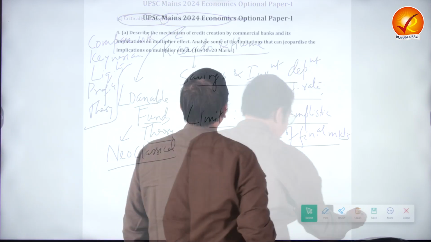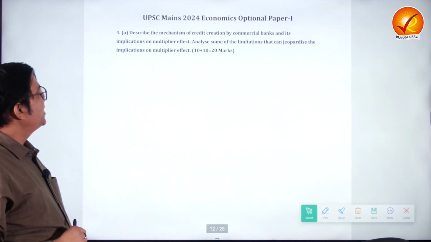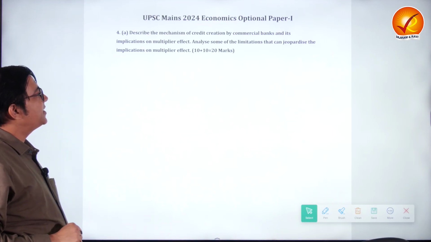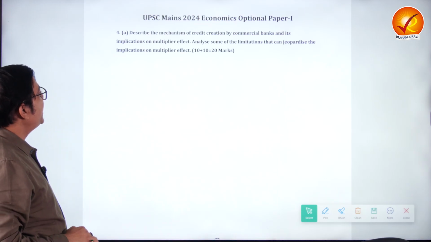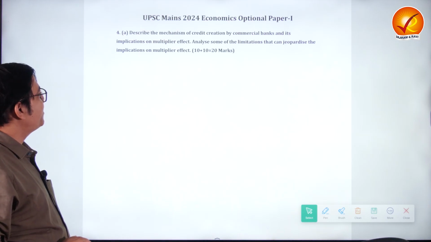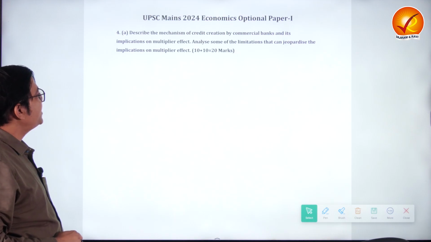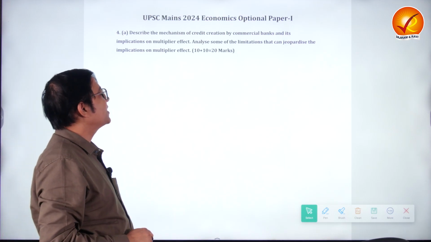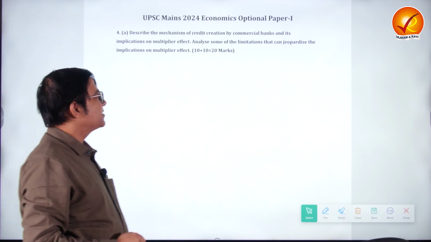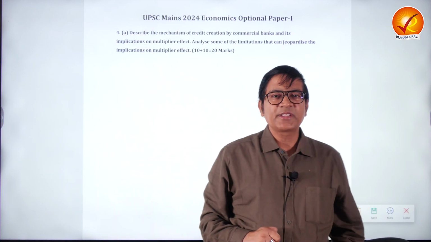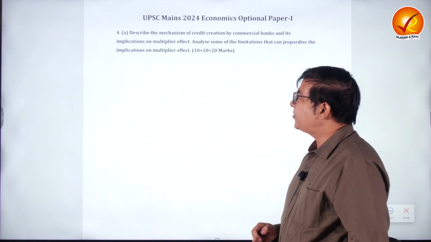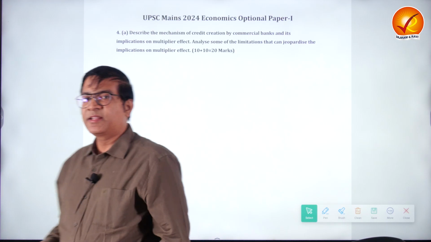Let's go further. This was question number 4a. Describe mechanism of credit creation by commercial banks and its implications on money multiplier effect. Analyze some limitations that can jeopardize the implications on multiplier effect. Although it's a simple question, a very traditional question, you need to be a little careful in answering this.